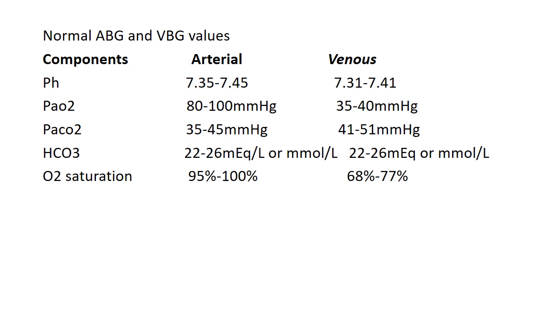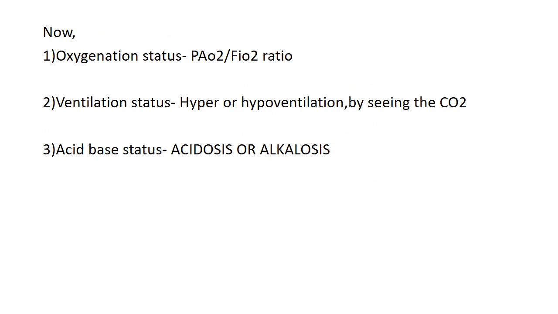So it is very important, you have to remember these values, then only you can read an ABG. And also then only you can differentiate whether it is an arterial sample or a venous sample. Okay, you have to remember these values, it's very important. Next, when you have an ABG in your hand, you have to check three things, that is the oxygenation status, ventilation status, and the acid base status.